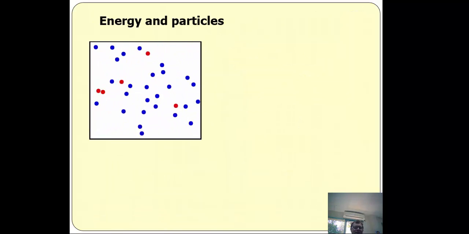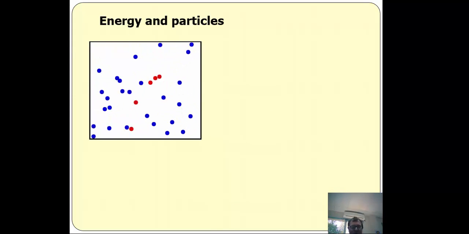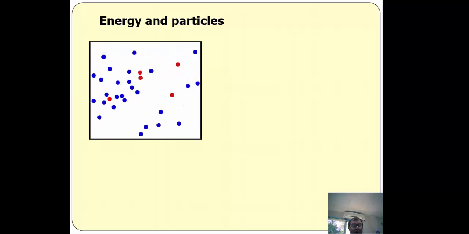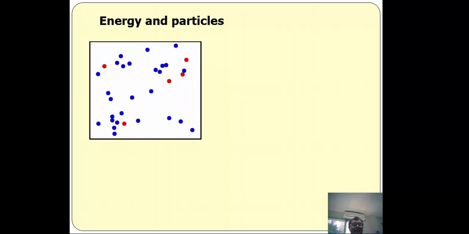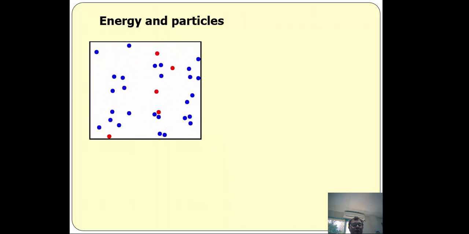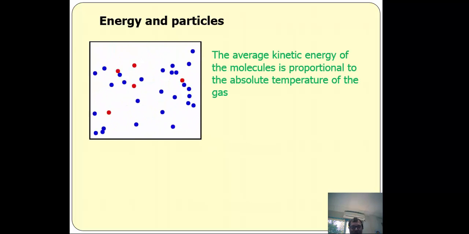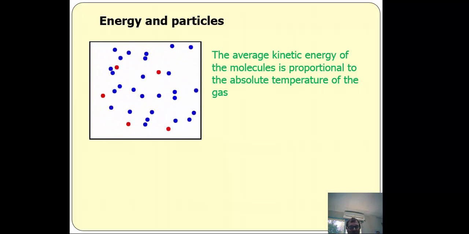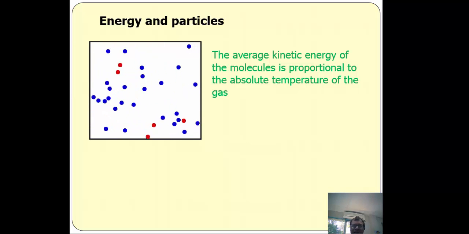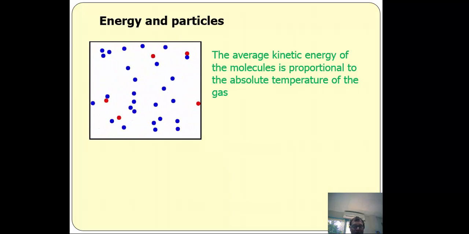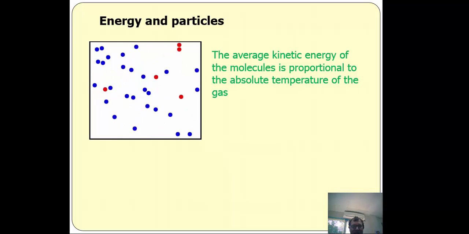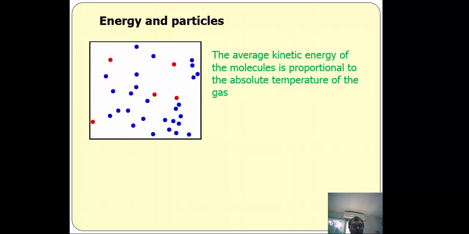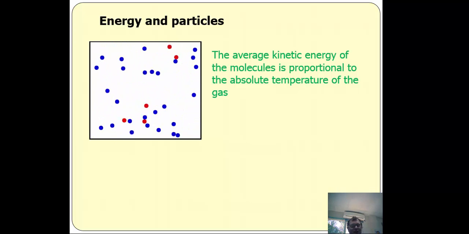One of the key things here, if we look at these particles, I've highlighted there's a relationship between the average kinetic energy of the particles and the temperature. So the average kinetic energy of molecules is proportional to the absolute temperature of the gas. That means if temperature is 0, in theory the particles will not be moving in any way at all. And as temperatures increase, the average kinetic energy of the molecules increases, and we see the particles bouncing around more and more. Now remember, this is the average kinetic energy.